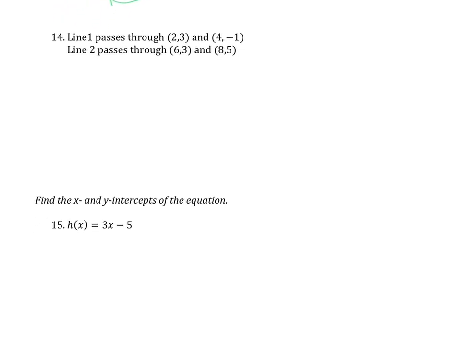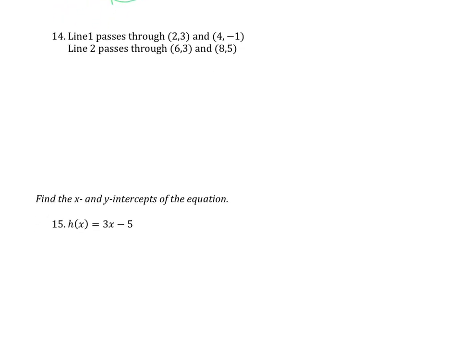Number 14, we want to know if these are parallel, perpendicular, or neither. So we're just going to have to use the slope formula to find the slopes for this. So for the first one, line 1, I will use red. So we're going to have y2 minus y1 over x2 minus x1. So we'll have -1 minus 3 over 4 minus 2. That's going to give us -4 over 2, which is -2.